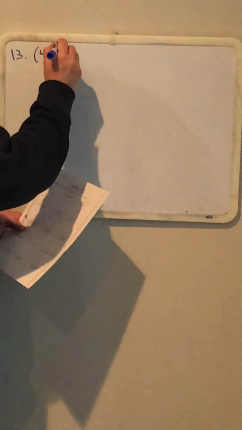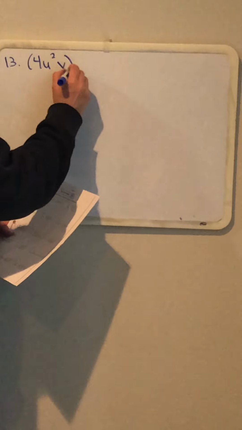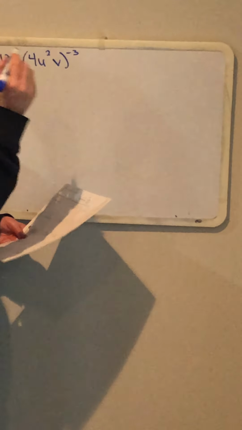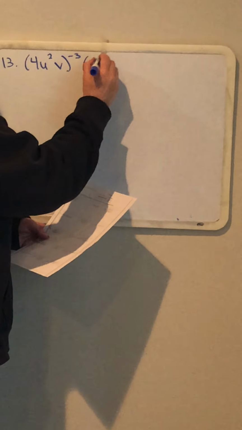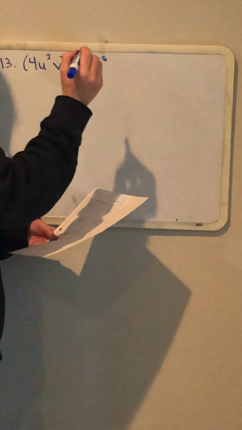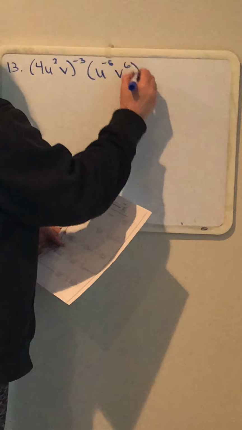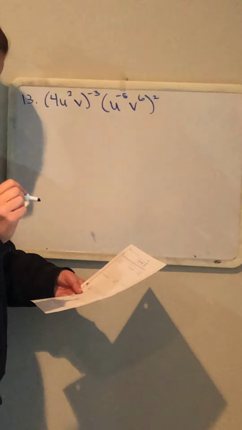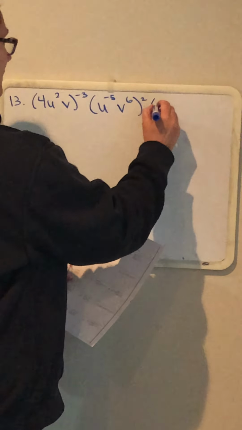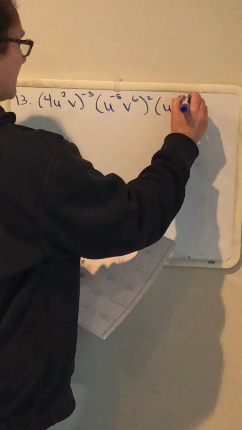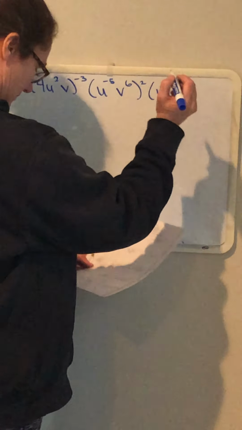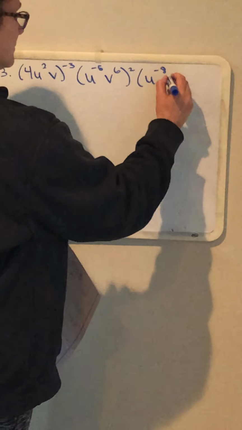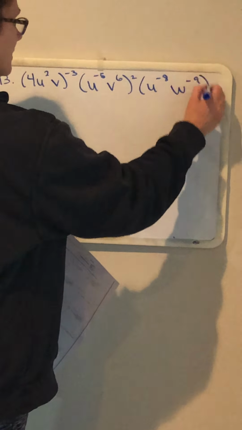So 13, we have 4u squared v to the negative 3rd, and then u to the negative 5th, v to the 6th to the 2nd, and then u to the negative 8th, w to the negative 9th.